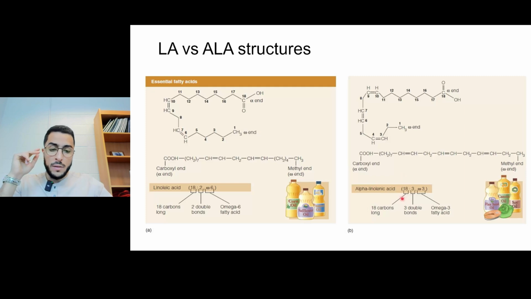Okay, if we take a look at alpha linolenic acid, it's pretty much the same thing. We have 18 carbons, 3 double bonds, 1, 2, and 3. And then the first double bond is at the omega-3 position. So 1, 2, 3. Do not count from the alpha end. It's not because the name here is alpha linolenic acid that means you're going to start counting from here. It has no link whatsoever. We always count from the omega end. Okay.